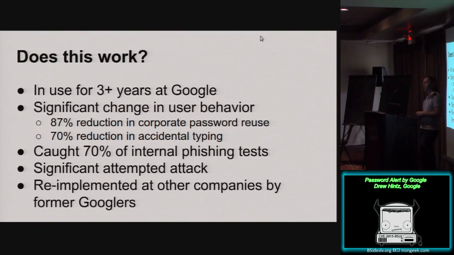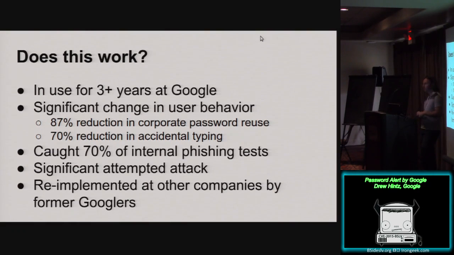That number is basically made up because, of course, the phishing depends heavily on how you do it. If you're targeting Android users versus desktop, if you're targeting places where Password Alert is not running, like iOS devices or Android, then of course it's not going to detect it. But we still saw it catch a lot of them.